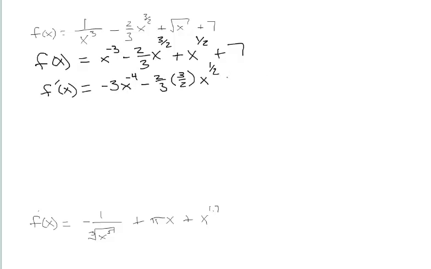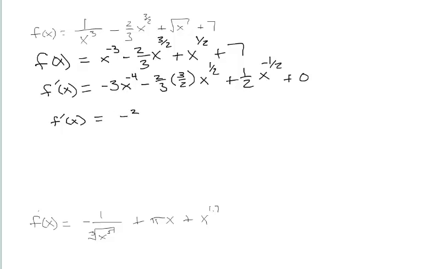And then x to the 1/2, we're going to multiply down the 1/2 and subtract 1 from the exponent, so we get x to the negative 1/2. And then the derivative of 7 is 0, derivative of a constant. And now many teachers are not going to want you to have negative exponents in your answer, so I'm going to take the time to rewrite this without any negative exponents.